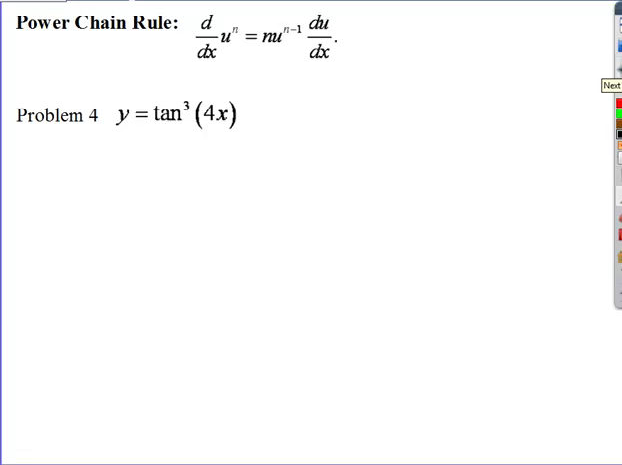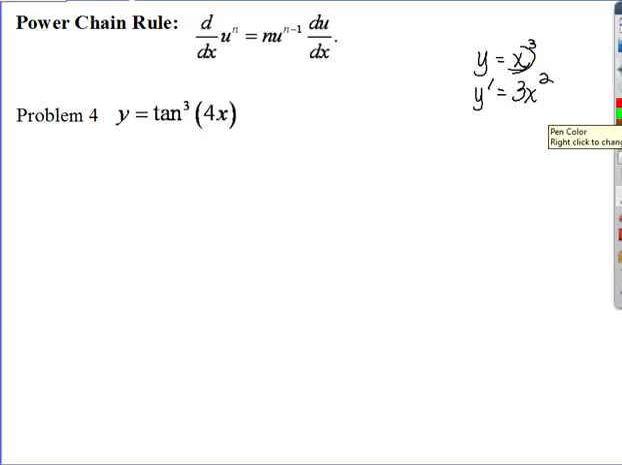Okay, now we have the power chain rule, and we all know that if I give you the equation y equals x cubed, y prime would be 3x squared. Well, now we're going to look at it where this x is not just a plain old x. It's going to be a lot more involved. So let's look at number 4.